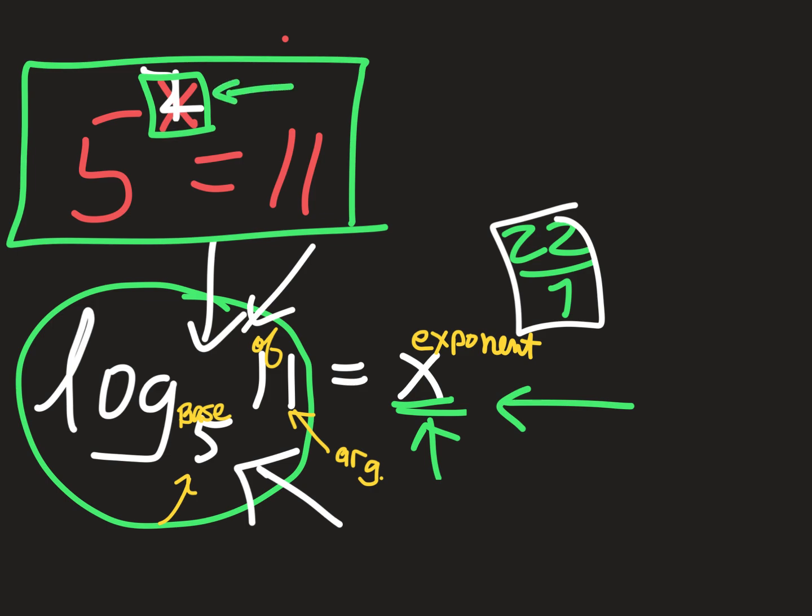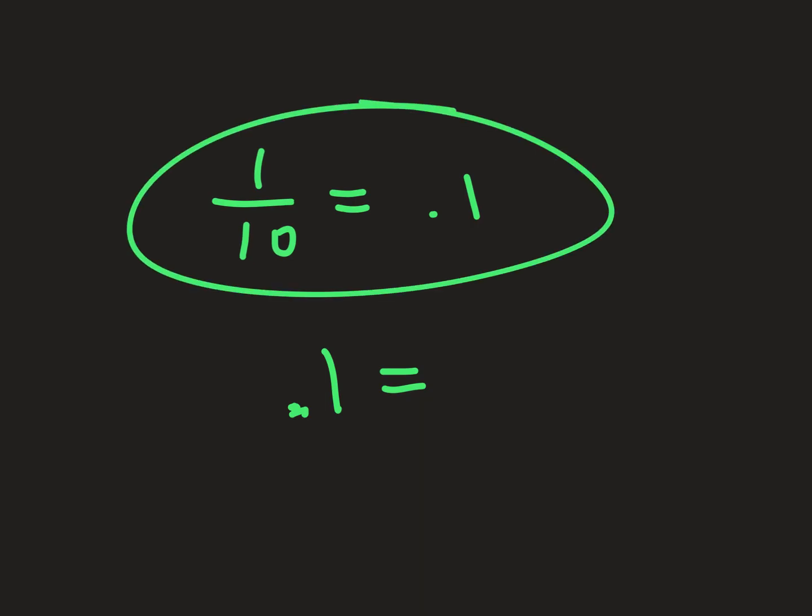Okay, now, would you agree that if a teacher only taught you how to go from a fraction to a decimal and never taught you how to go from a decimal to a fraction, that would be bad? If you only knew how to go this way, but you couldn't go the other way. Well, you have to be able to do logs both ways. Sometimes they give you a log and you have to undo it and make it not be a log. So please write this down.